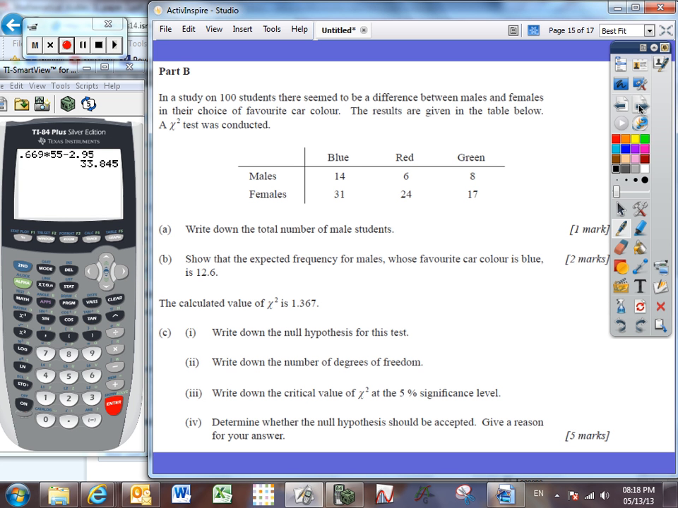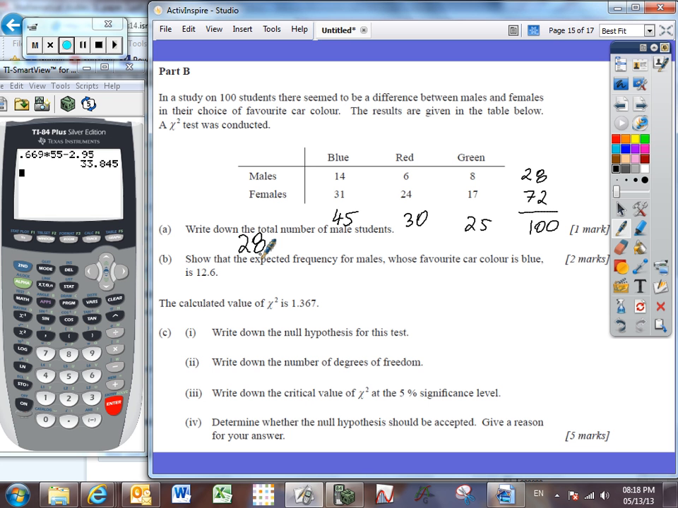We need to write down the total number of male students. So we've got 14 plus 6 plus 8 gives me 28. I suppose while I'm at it I can work out the other sums. 31 plus 24 plus 17 is 72. And there's my super sum of 100. 8 plus 17 is 25, 6 plus 24, and 14 plus 31. And there we go. These also add up to 100. So the total number of male students is 28.